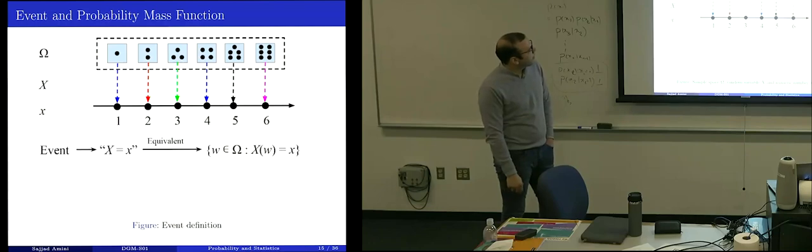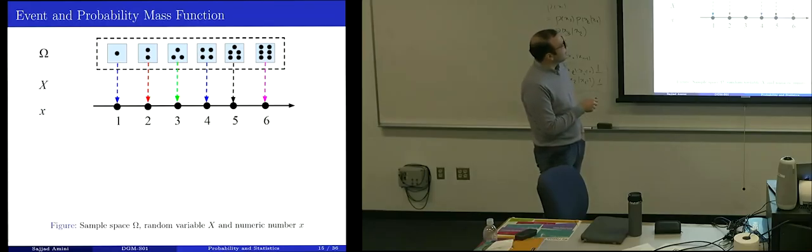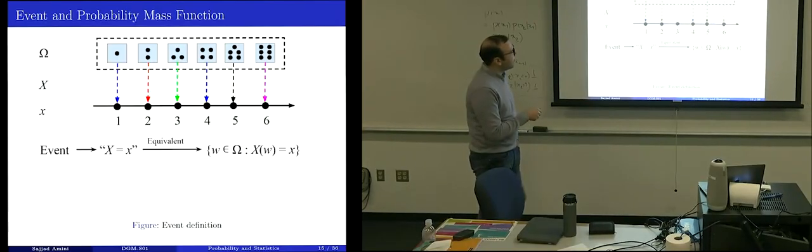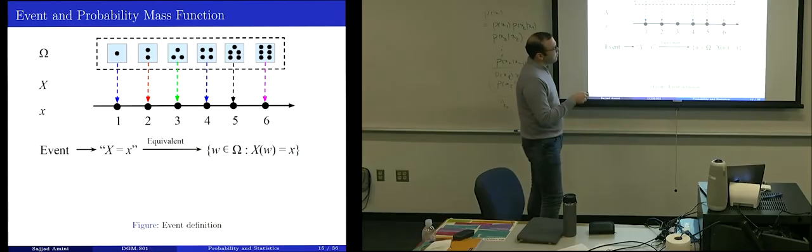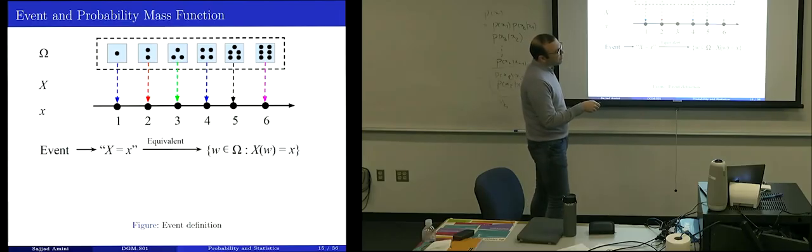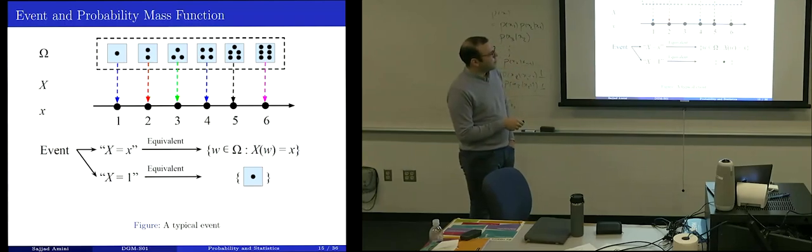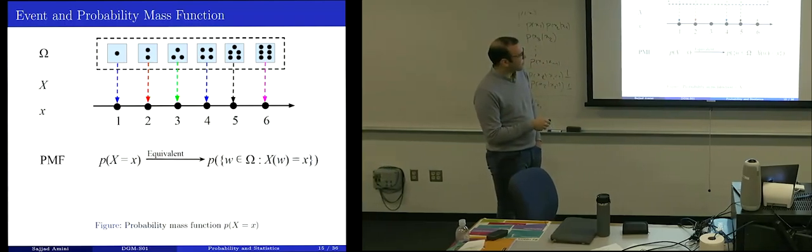Okay. The next definition is the event. Assume that I have this sample space, this mapping of the random variable, and these numeric values. The event is defined using this notation, or equivalently, the elements of the sample space whose output in the random variable is the numeric value you assigned here. This is an event. For example, this event is equivalent to this set.